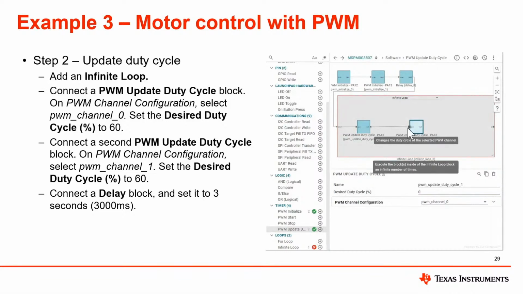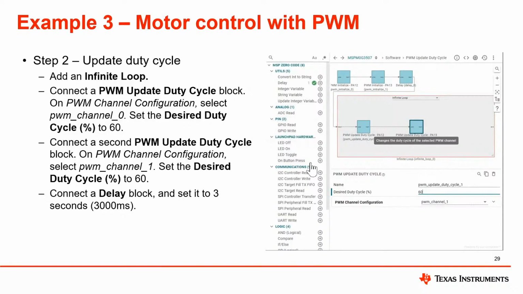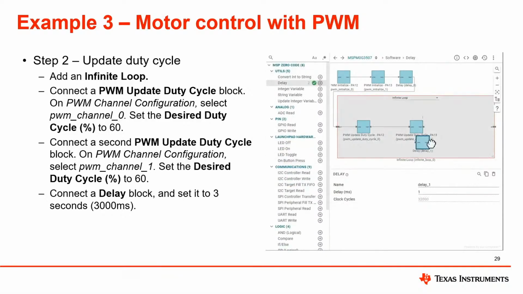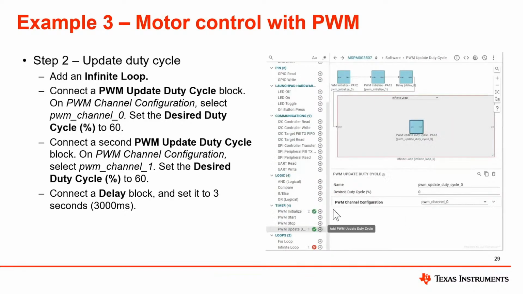Then do the same for the second motor here. So add a PWM update duty cycle block for the second one, and select PWM channel 1. Then also increase the duty cycle to 60. Then you can connect a delay block and set it to 3 seconds for those steps. And in just, once again, a couple minutes, you were able to create a motor control algorithm without writing a single line of code.